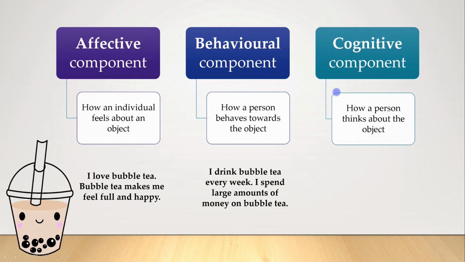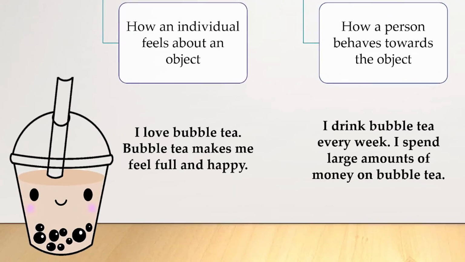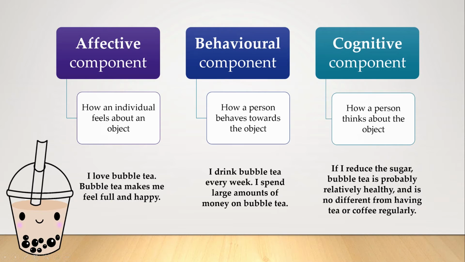Finally, the cognitive component is what I think about bubble tea, whether or not it's right. For example, I've convinced myself that bubble tea is relatively healthy and no different to tea or coffee, which is somehow acceptable as an addiction for everyone else. So just leave me alone with my bubble tea, guys. 3 components that all express my attitude.